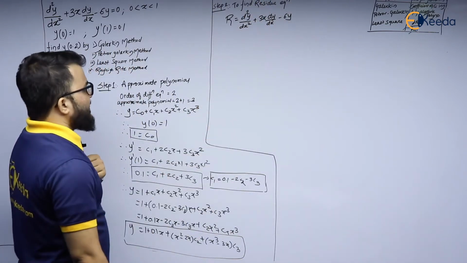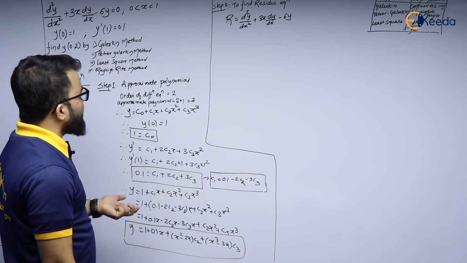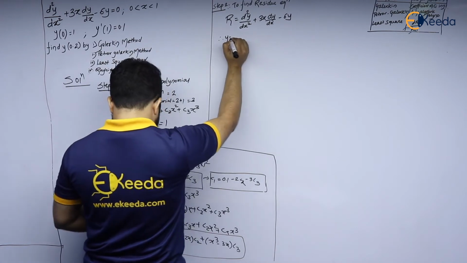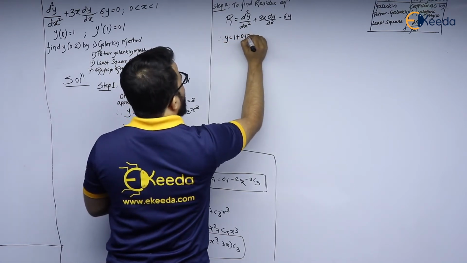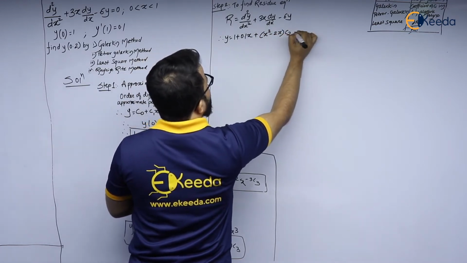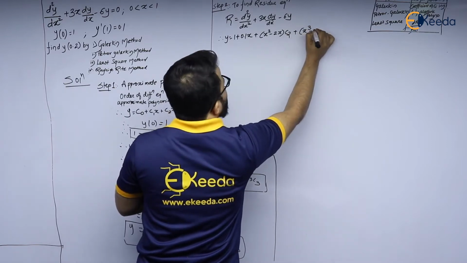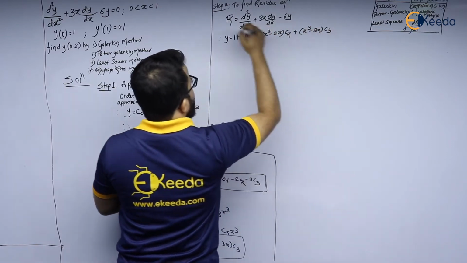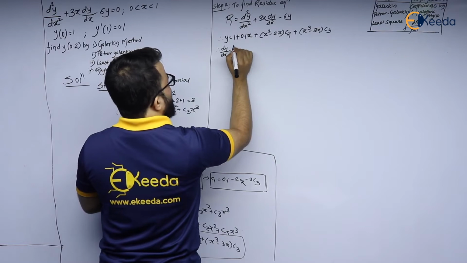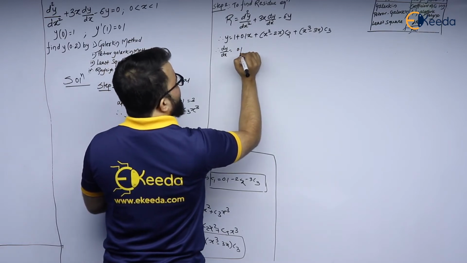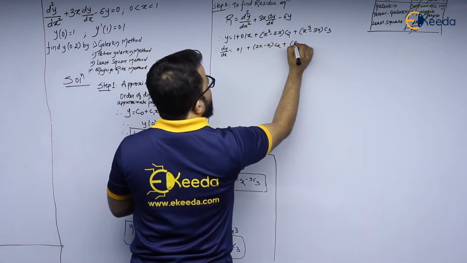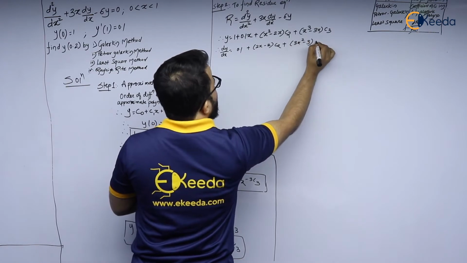So what is d square y by dx square? We have to find dy by dx and then d square y by dx square. My y is 1 plus 0.1x plus (x square minus 2x) into c2 plus (x cube minus 3x) into c3. So we will find the first derivative. After finding dy by dx, the derivative of the constant is 0, so you will get 0.1 plus (2x minus 2) into c2 plus (3x square minus 3) into c3.